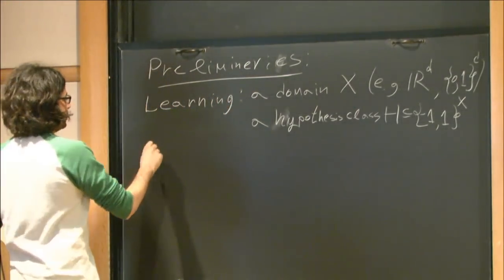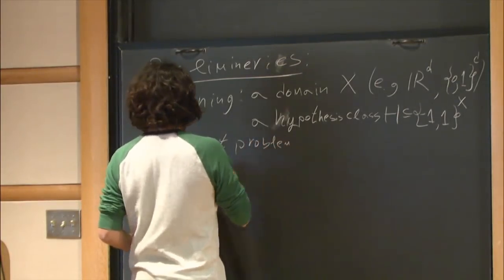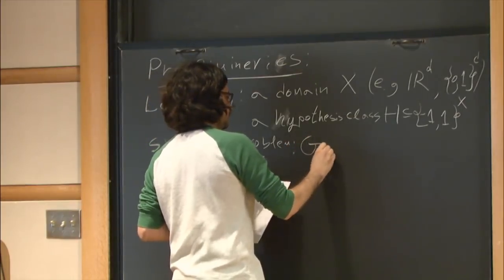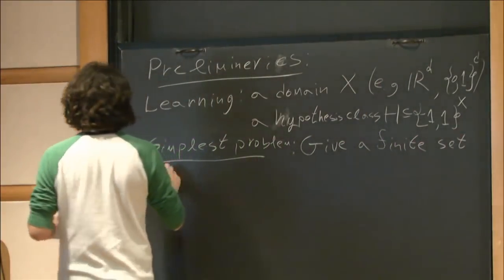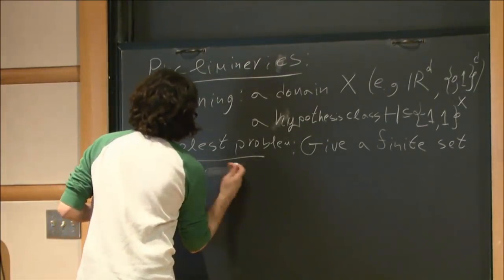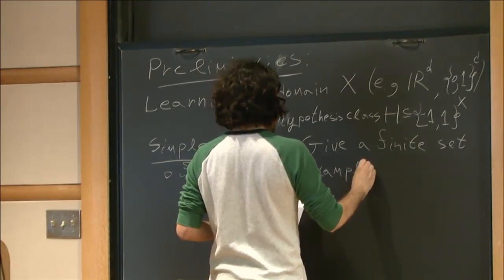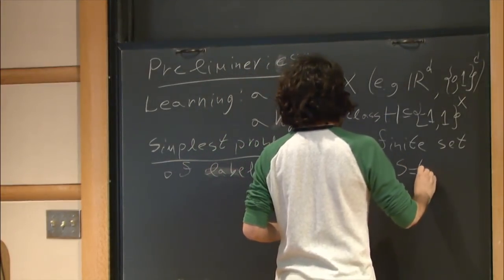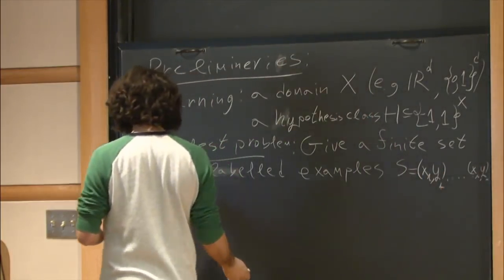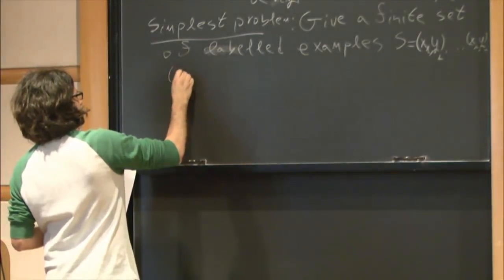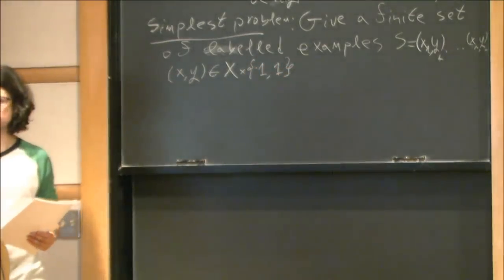And a problem that you might want to solve, the simplest problem: you're given a finite set of labeled examples. So a set S, (x1, y1) up to (xm, ym), where each (x, y) is from a product of a point from the domain and a label. Is it minus 1 or is it 1?